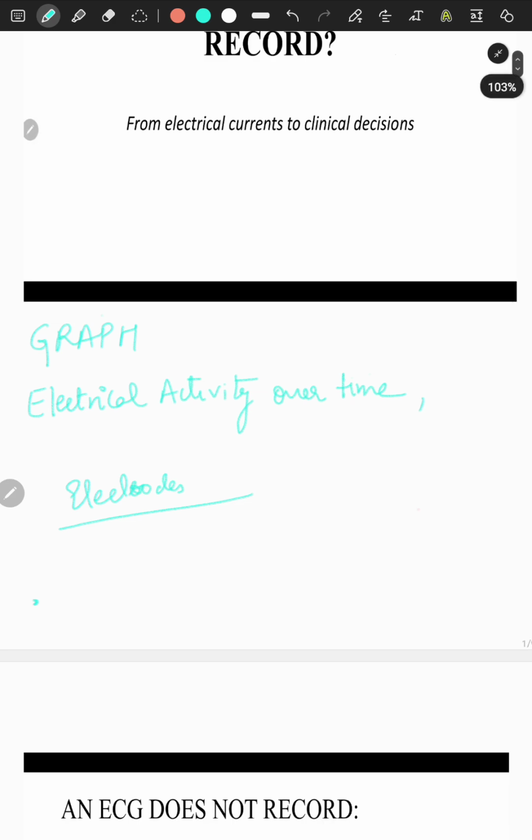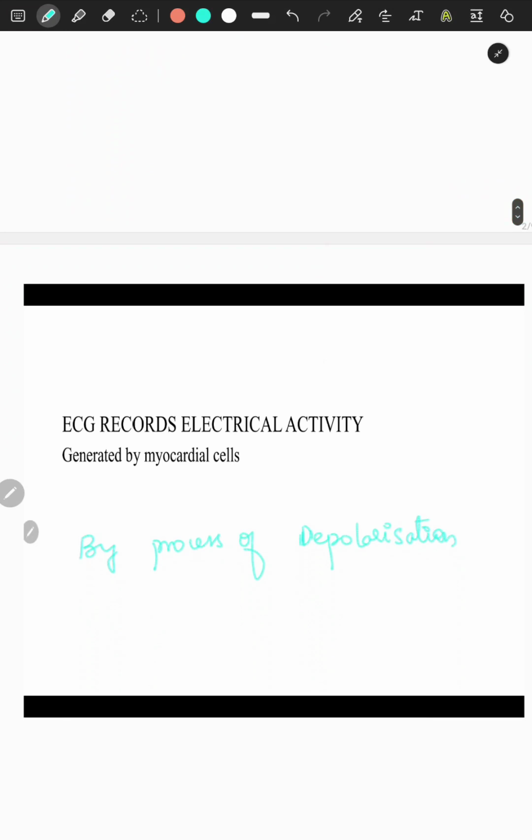So the ECG records only the electrical activity. It does not record heart contractions. It does not record oxygen delivery. It does not record blood flow. So this electricity is generated by the myocardial cells. How does the electricity get generated?